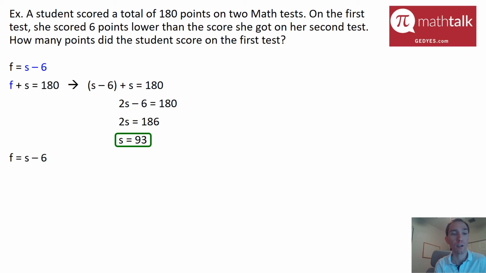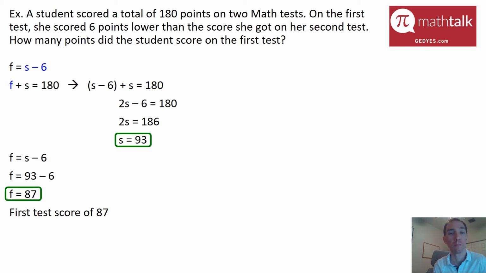So let's use that information to solve for the first test though. So I go back to my original equation. F for the first test is the second test minus 6. So I know that my second test is 93. I'll plug it in, and then I get 93 minus 6 equals 87, which means the answer to this is that she got a score of 87 on her first test. All right, perfect. One more example, and then we'll be done with round 2.